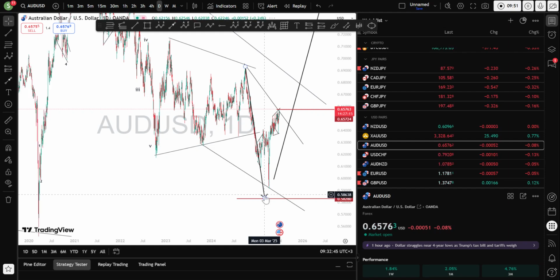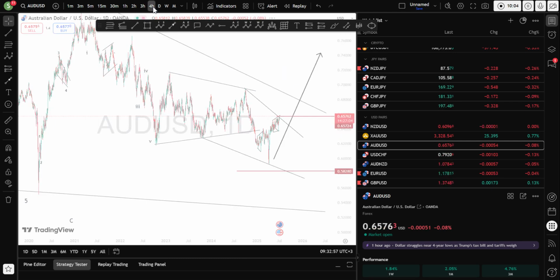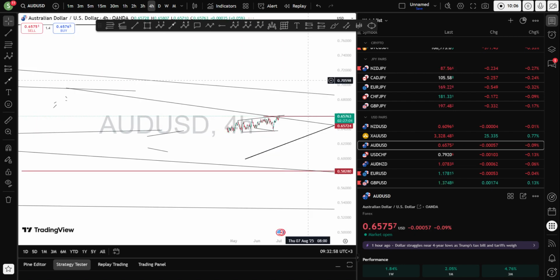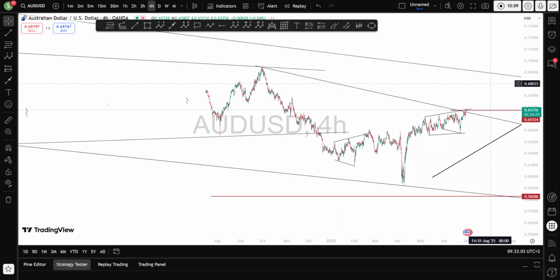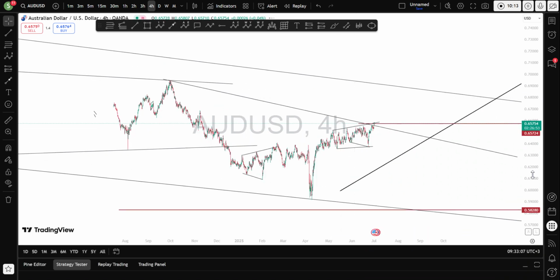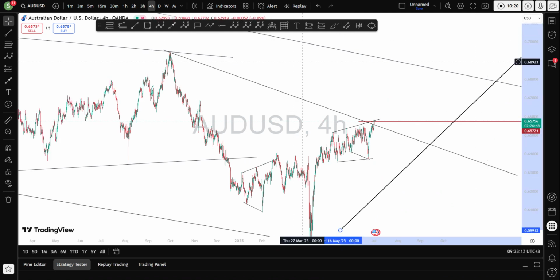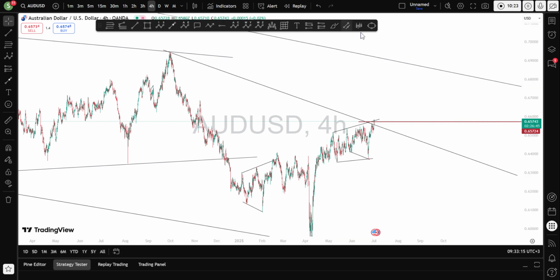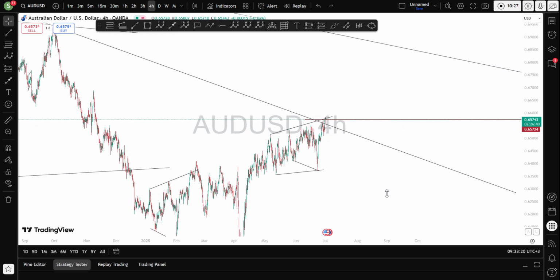So AUDUSD, check on a smaller time frame. If you check AUDUSD, this pair has also formed an ending diagonal, which is a reversal pattern.